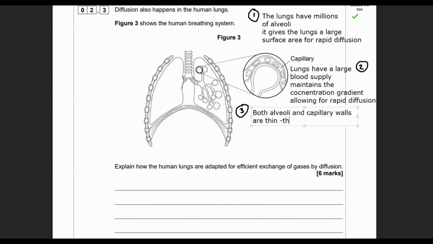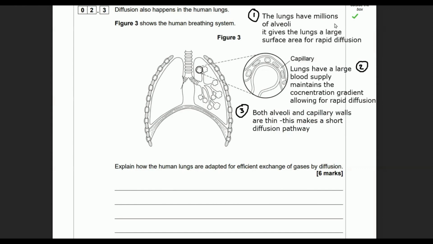How does that help? This makes a short diffusion pathway. So I reckon if you said all of that, you'd be on for 5 or 6 marks straight away, because really what you're getting the marks for is the adaptation and then how it helps.